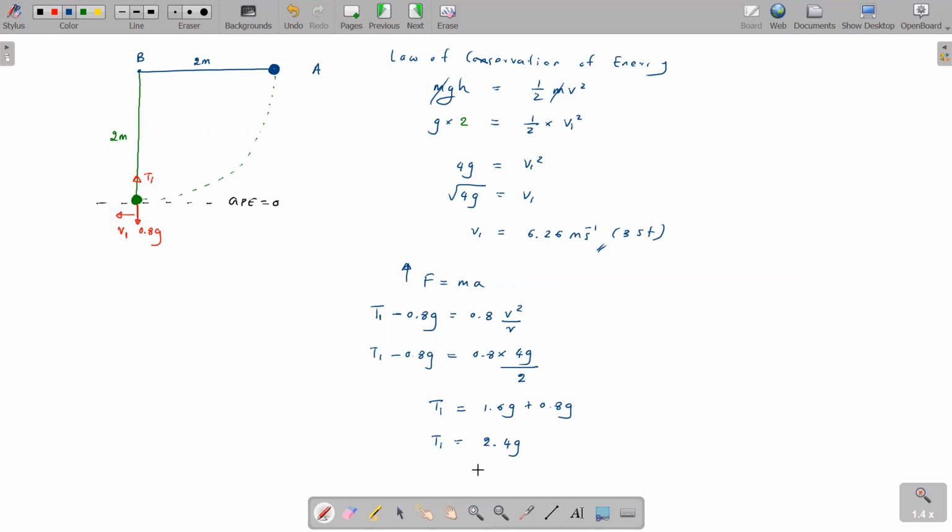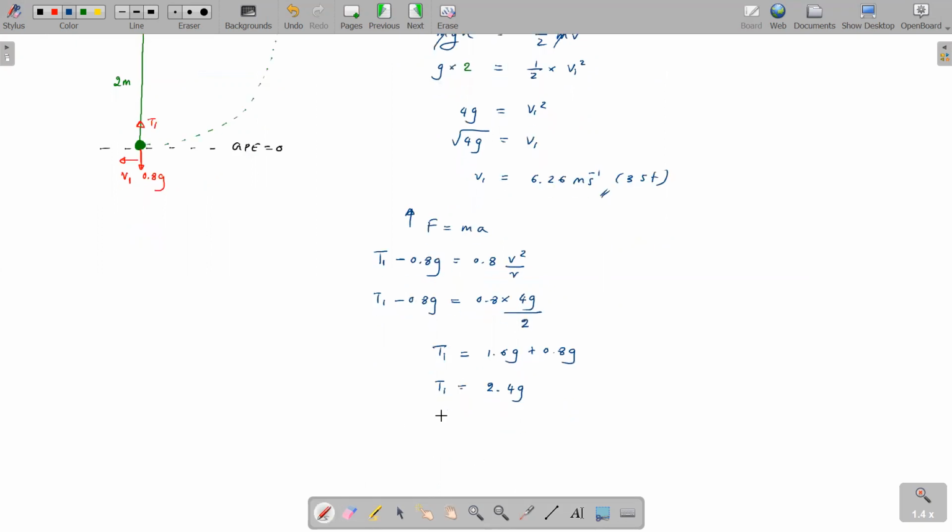Is that okay? And then give the g value as 9.8. So 2.4 into 9.8, and give it to 3SF. 23.52, so correct to 3SF, 23.5 Newton, correct to 3SF. Okay, so this is the answer for part A.